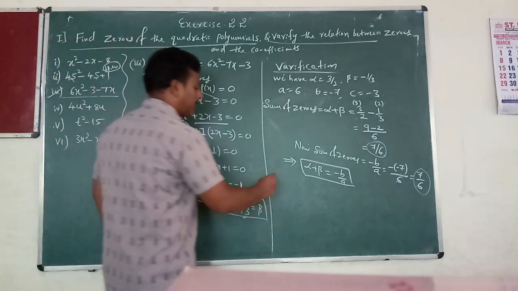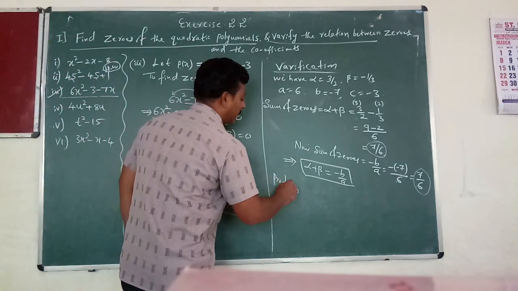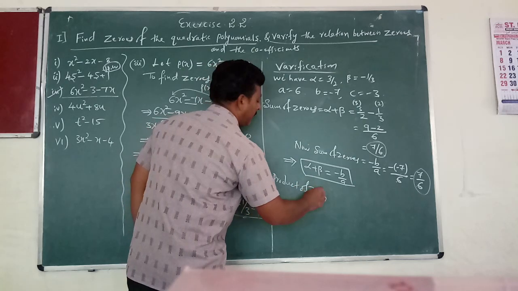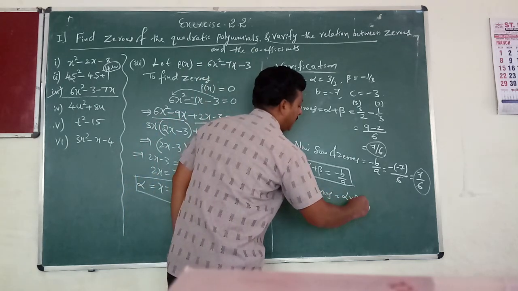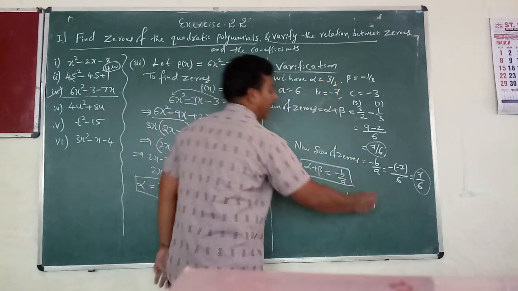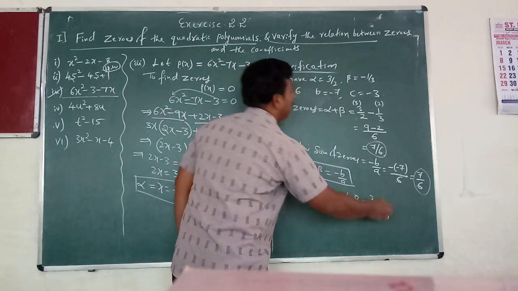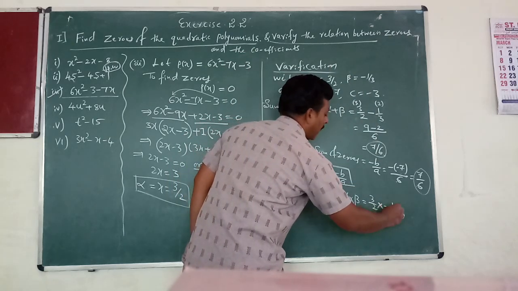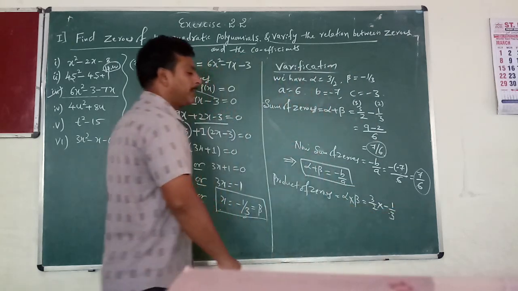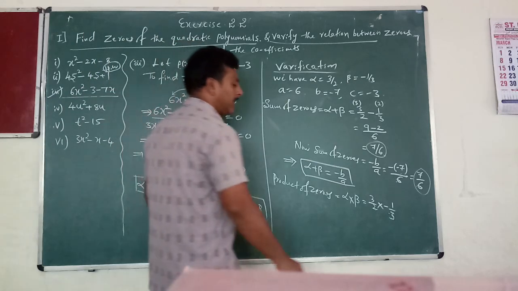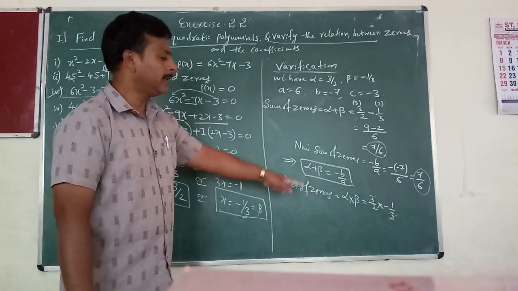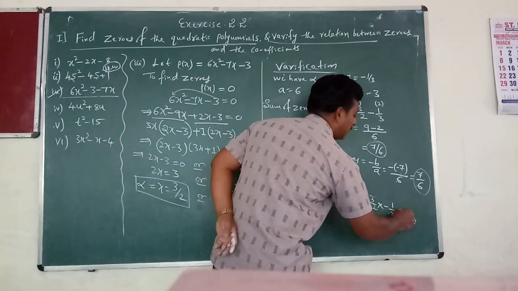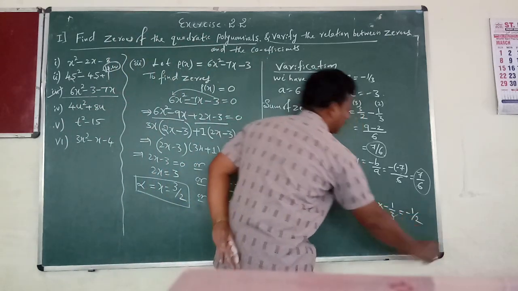What is left now? Product. Product means product of zeros. Same thing you have to do. Alpha into beta means alpha value is 3 by 2 and beta value is minus 1 by 3. All of you know numerator and denominator we can cancel. 3 and 3 cancel. So what you will get? Minus 1 by 2. This is equal to minus 1 by 2.